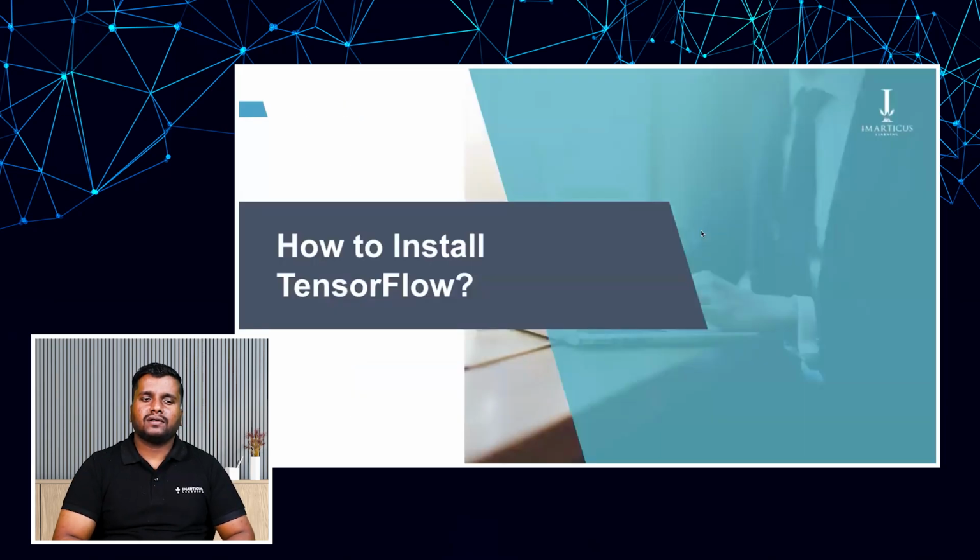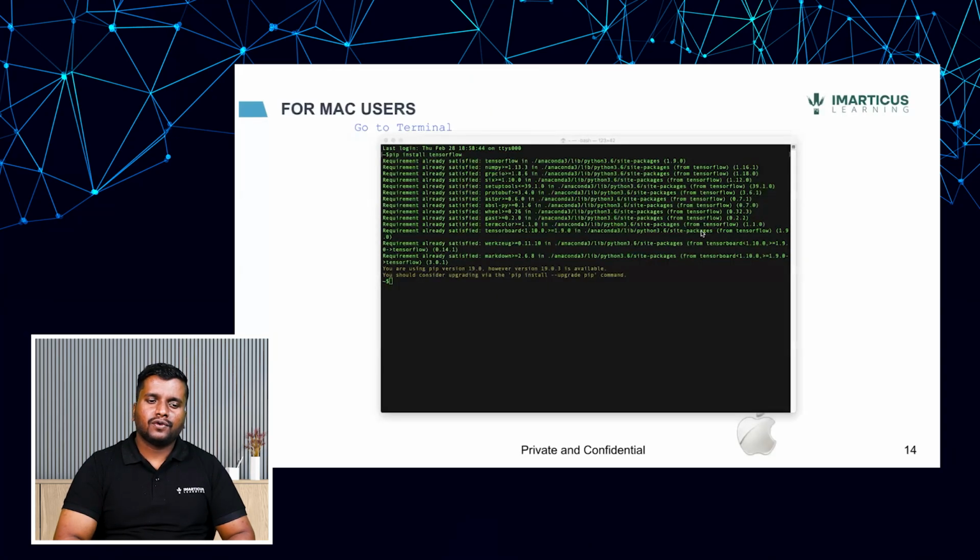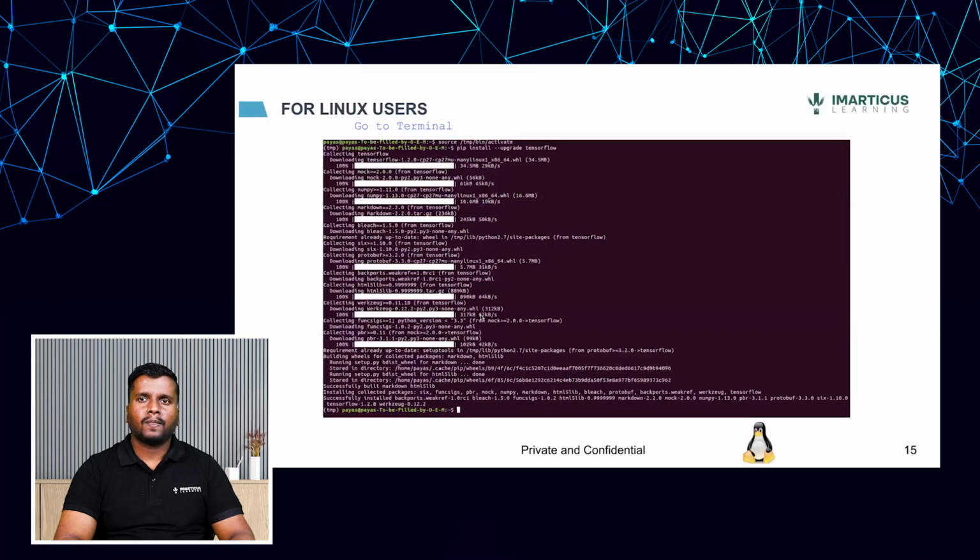Now we will try to understand how to install TensorFlow on your devices. So if you are a Mac user, you have to open your terminal over your Mac, and there you have to type pip install TensorFlow. If you write pip install TensorFlow, it will install the latest version of TensorFlow. If you do not want the latest version, you can use pip install TensorFlow equal to the number of the version. So with this you can easily install it on terminal on Mac.